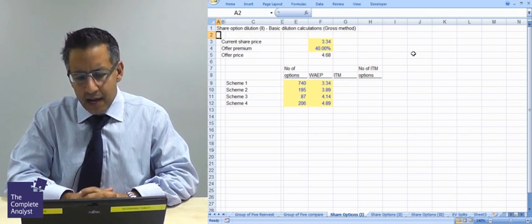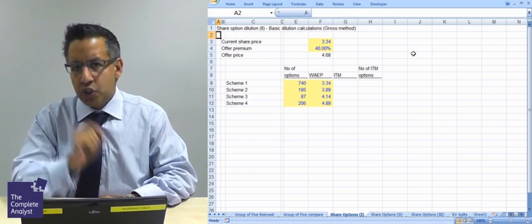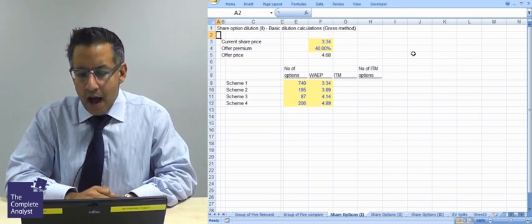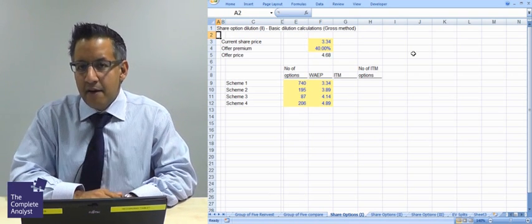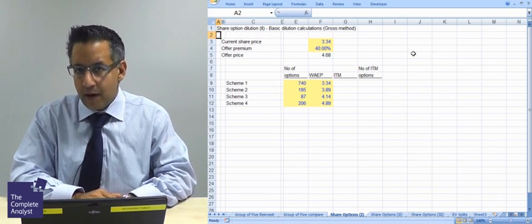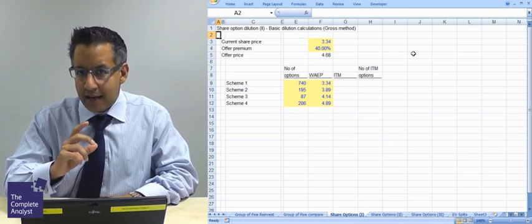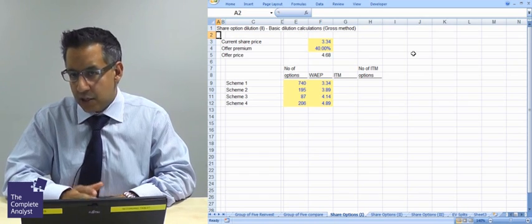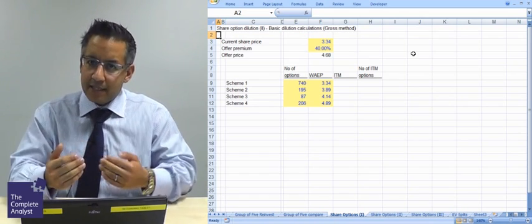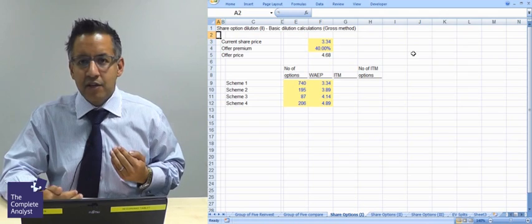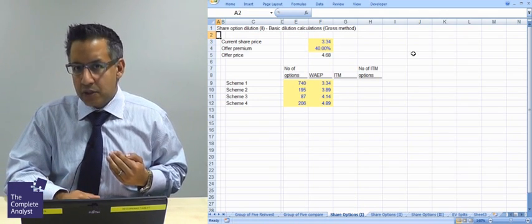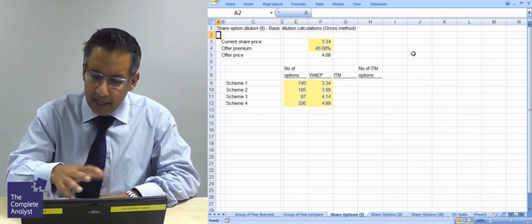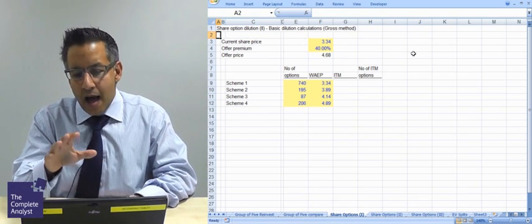Well, in theory, if I were to buy out 1 share option from you and you hold that share option in scheme 1, I'm going to ask you to pay $3.34. You give me that cash, and in reaction to that, I will give you a share worth $4.68 in terms of the offer price. So there are 2 impacts there. There are cash proceeds received on the exercise of share options, and there is going to be a transfer of equity value to you.